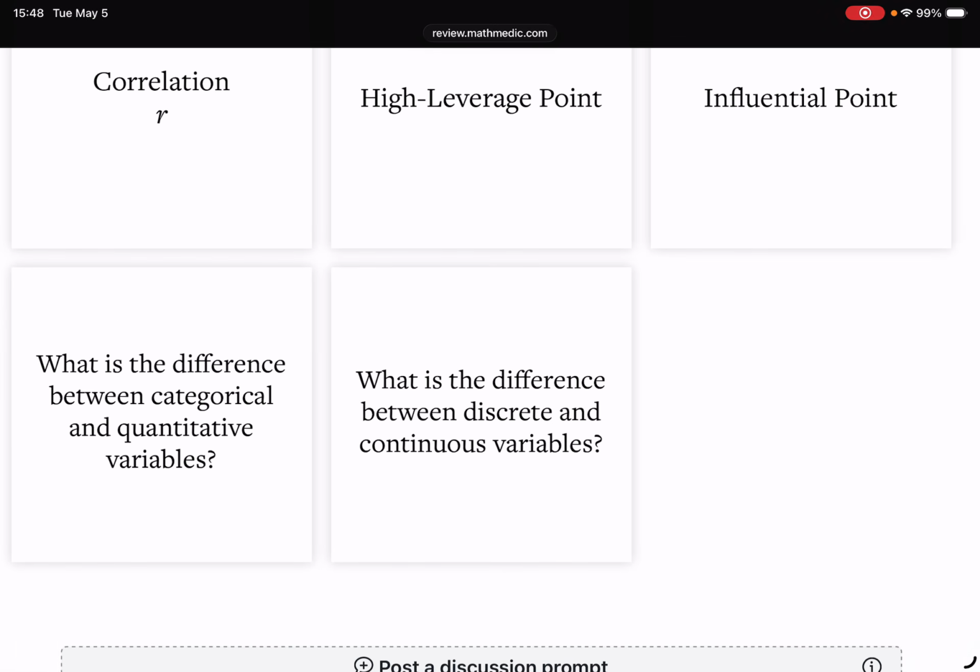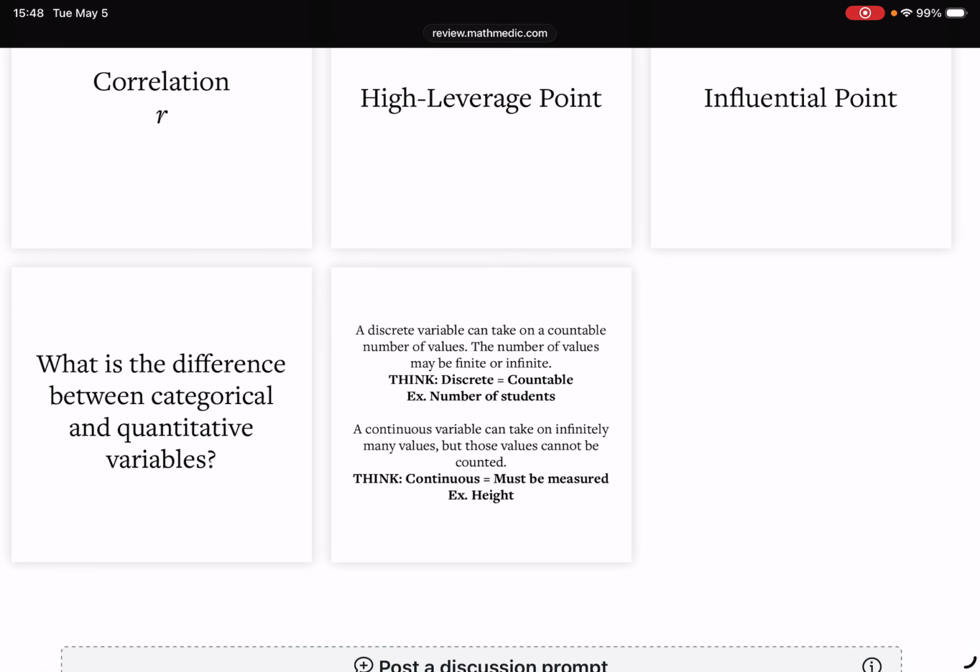And then lastly, what is the difference between discrete and continuous variables? A discrete variable can take on a countable number. The number of values may be finite or infinite. So think discrete equals countable. So for example, a discrete variable could be the number of students in your class. You're going to count them, 1, 2, 3, 4, etc.